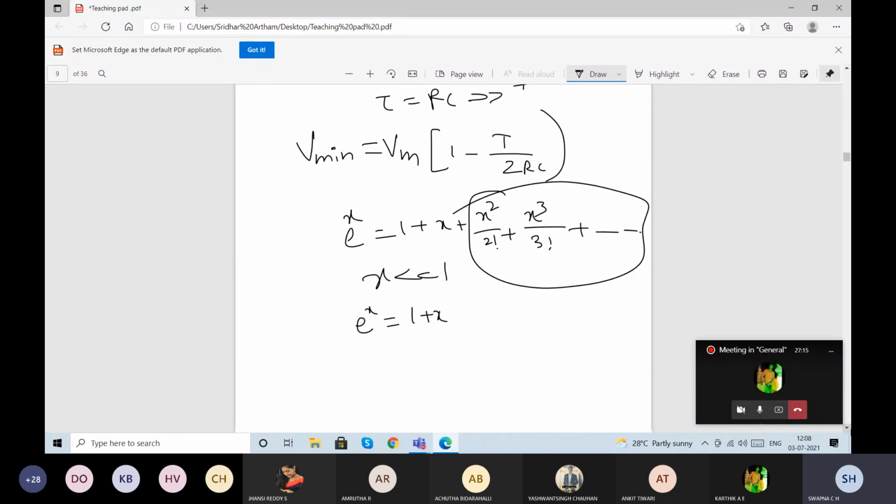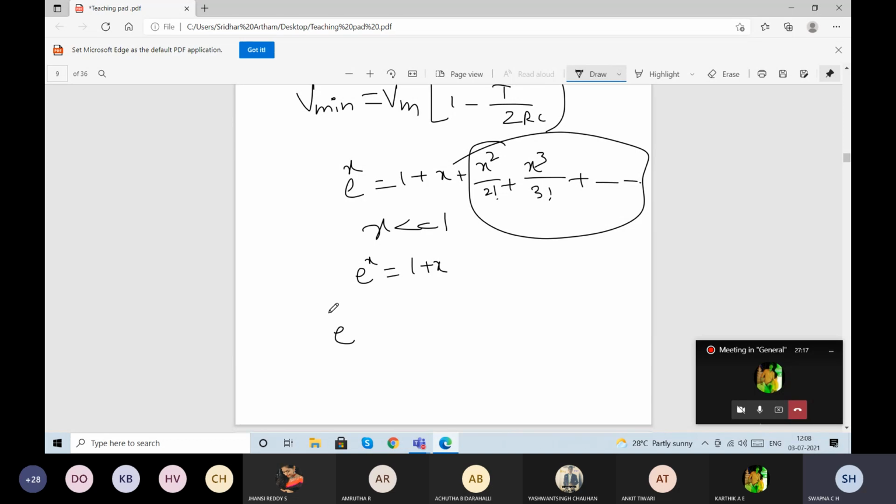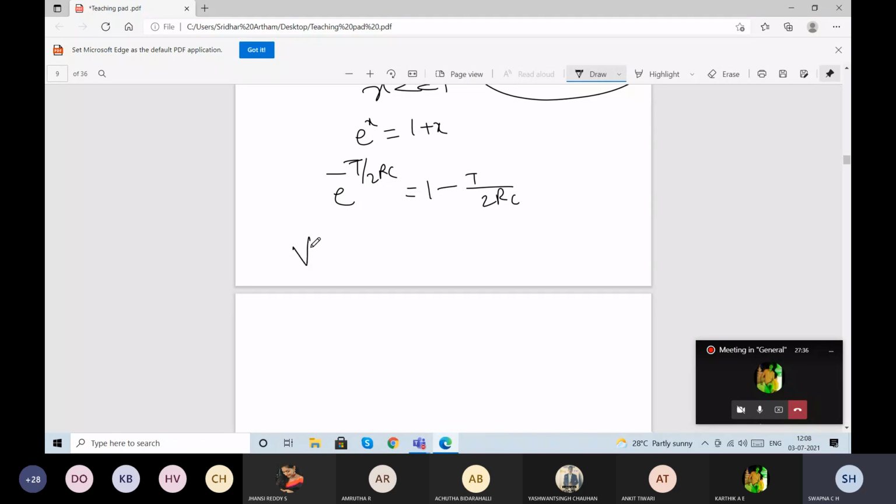So substitute the x value as e power minus t by 2RC, which will be equal to 1 minus t by 2RC, because in place of x you have minus t by 2RC. Okay, so now your V minimum will be equal to Vm into 1 minus t by 2RC. So here we are calculating V minimum and V maximum.